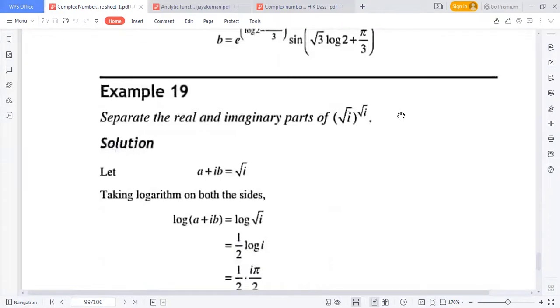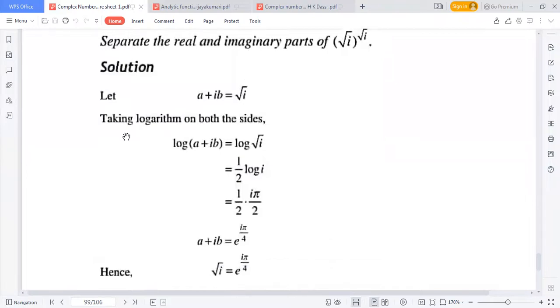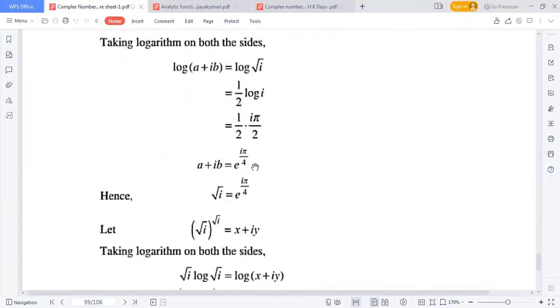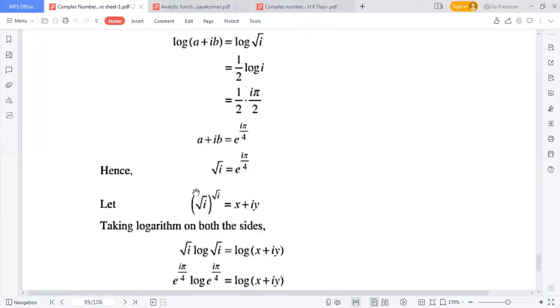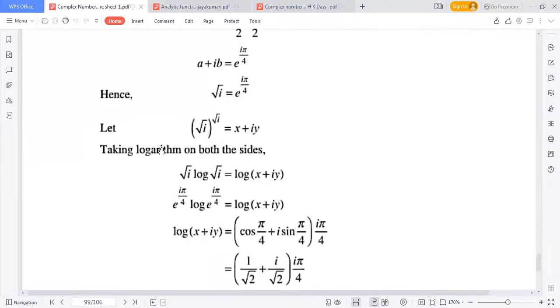Similarly, you can separate this, √i to the power √i. Let us consider a plus ib equals √i. Then taking log on both sides, with the same properties, log i equals, you must know, i pi by 2, and a plus ib equals e to the power i pi by 4. So √i equals e to the power i pi by 4. Now let √i to the power √i be x plus iy. Using the same concept, taking logarithm on both sides.